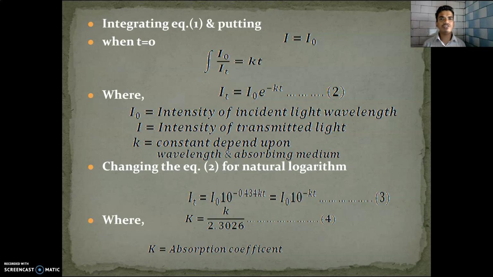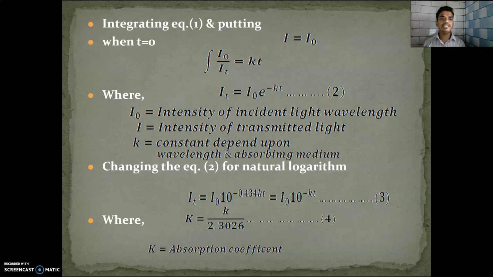Integrating the equation, put I equal to I0 where t is equal to 0 in this case. So integration gives ln I0 upon It is equal to kt, and the equation becomes It is equal to I0 e raised to minus kt. So it is the solved equation. Here I0 is the intensity of the incident light of a given wavelength, It is the intensity of the transmitted light, and k is a constant depending upon the wavelength and the absorbing medium.